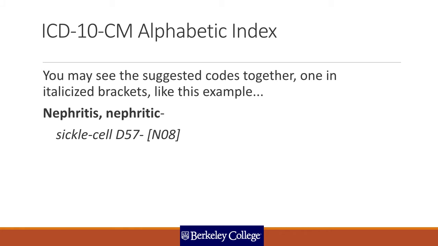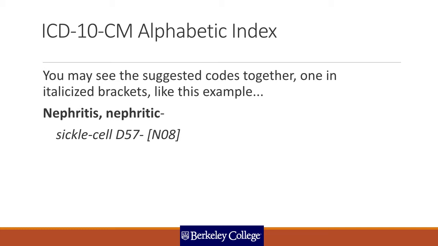First, begin in the alphabetic index. Sometimes the ICD-10-CM book will tell you how to properly sequence the codes required. In the alphabetic index to diseases, you may see the suggested codes together, one in italicized brackets, like this example on your screen. Nephritis, nephretic, sickle cell, D57, N08.